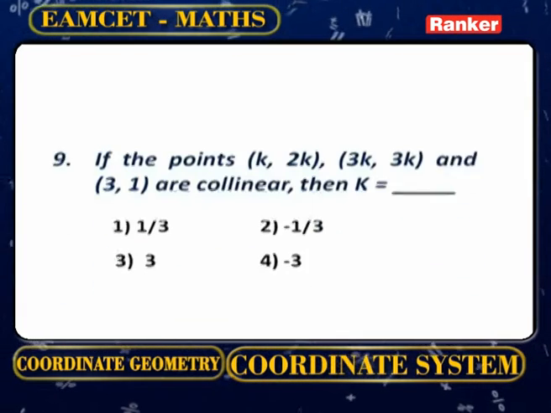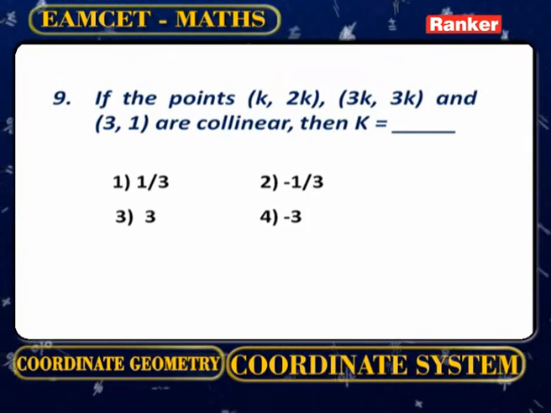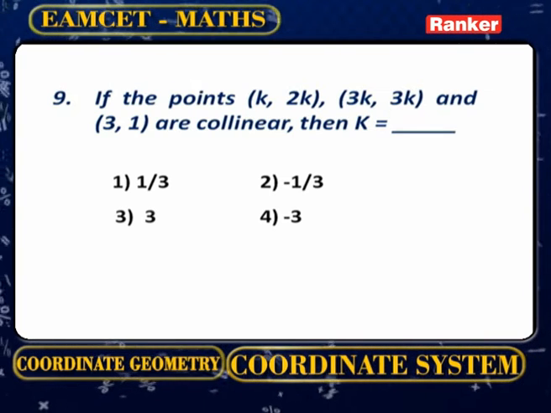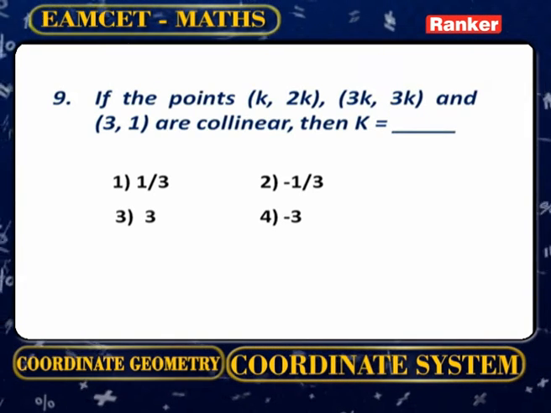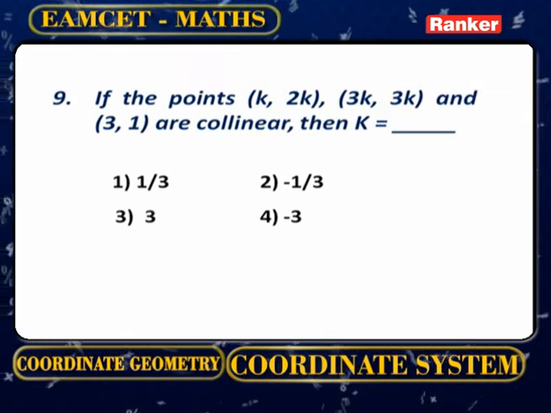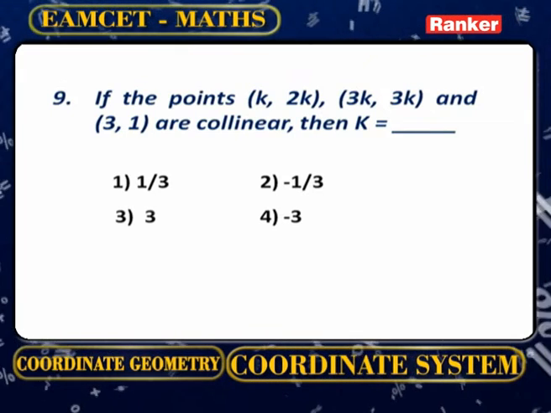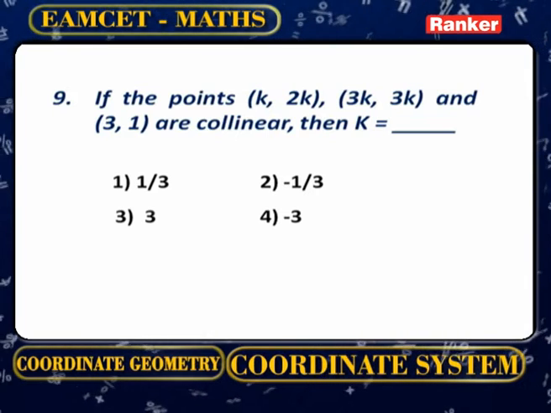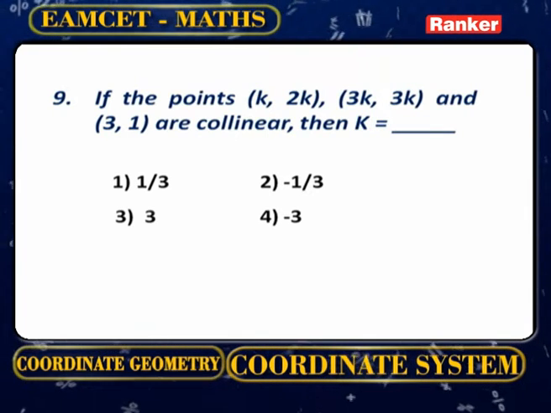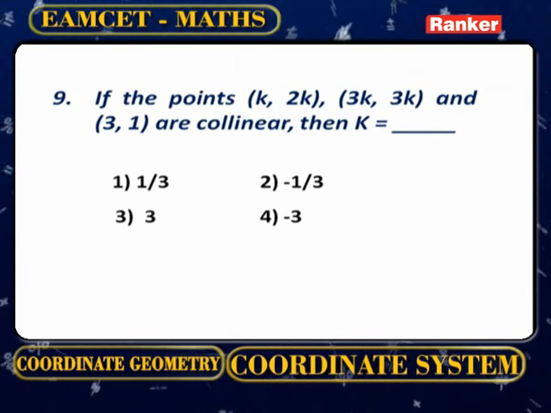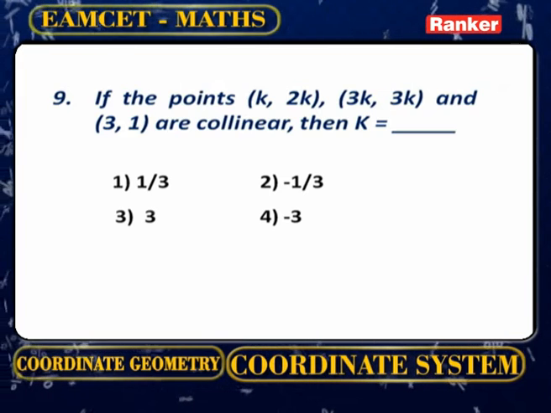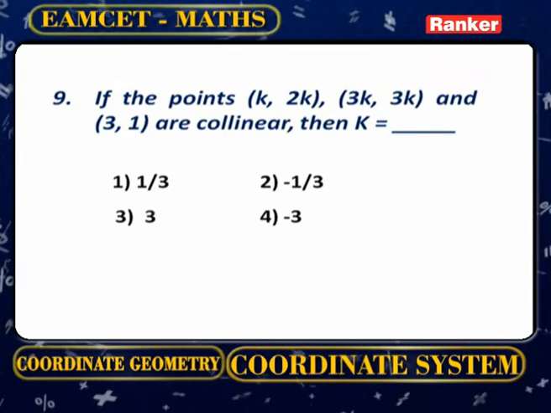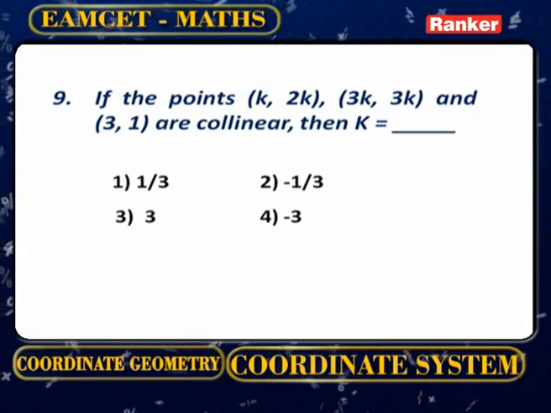Next problem. If the points (k, 2k), (3k, 3k) and (3, 1) are collinear, then find the value of k.